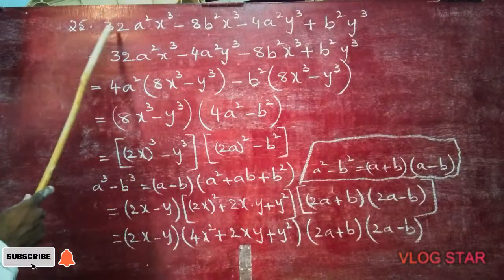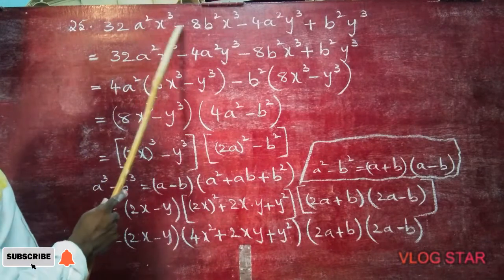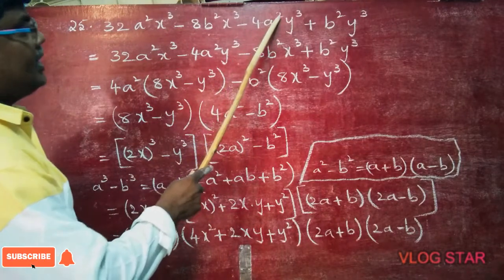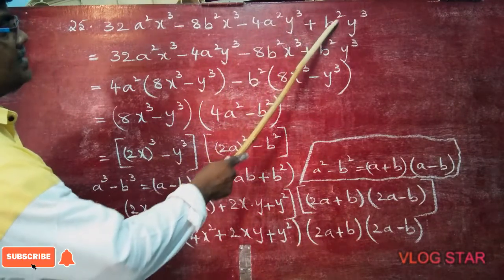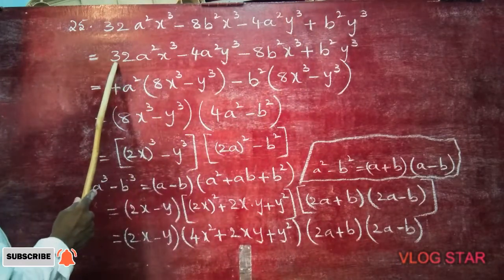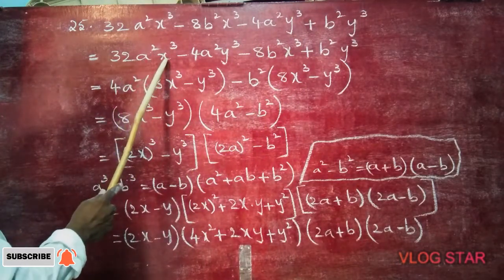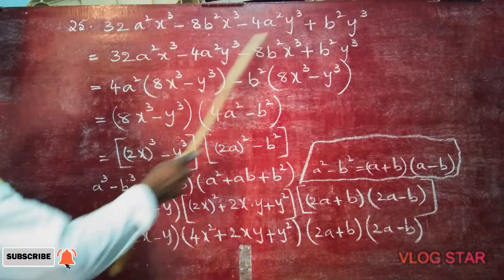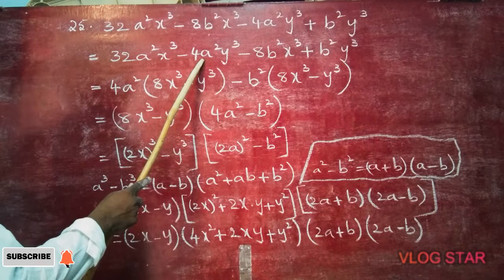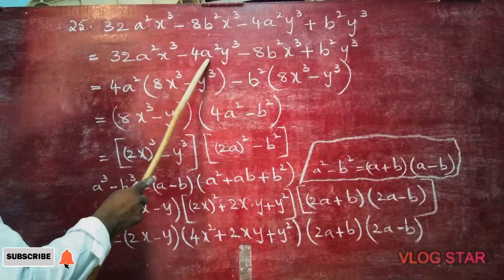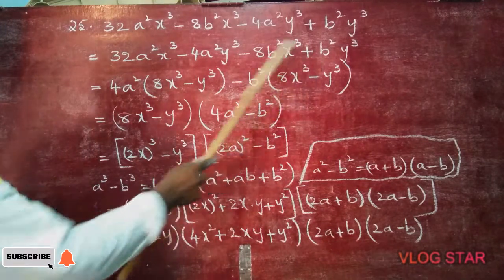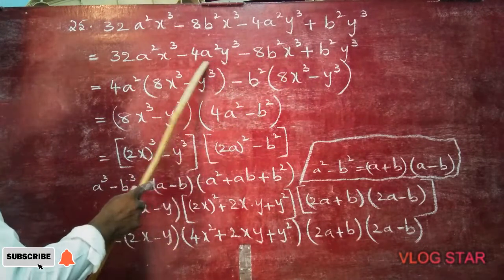25th problem: 32a square x cube minus 8b square x cube minus 4a square y cube plus b square into y cube. Now I am combining 32a square x cube, minus this third term I am bringing and writing in the second term place, because a square is there, here a square is there. So combination, here b square is there, here b square is there.